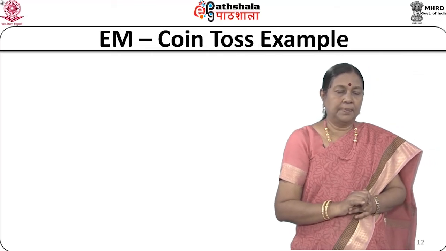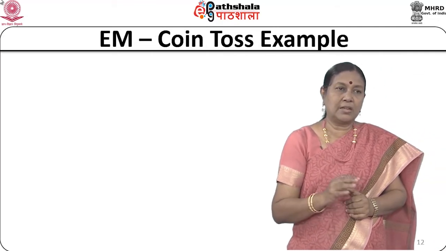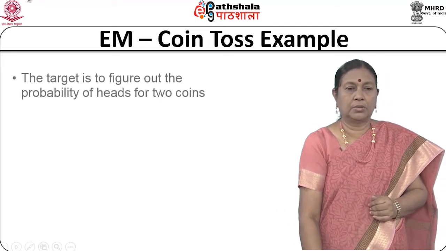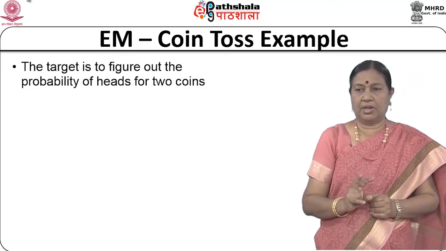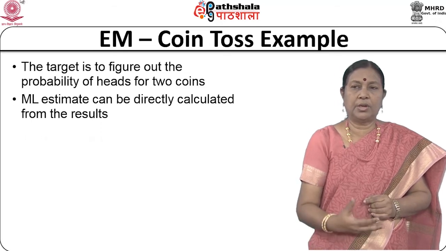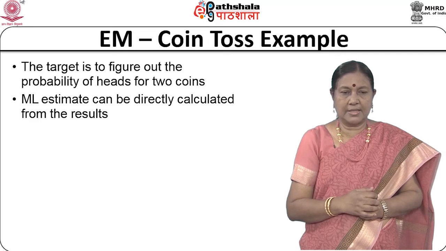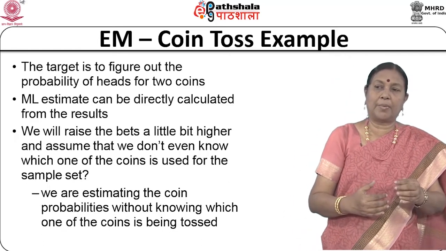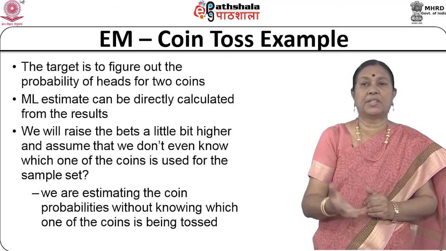So, let us take an example. The first example we are going to take is a coin toss example, and we will start off with a simple case and then go along. The target is to figure out the probability of heads for 2 coins. You are given 2 coins, and we want to find out the probability of heads. So, we want to make a maximum likelihood estimate. You can calculate this directly from the results, and we will raise the bets a little higher, that is, make the problem a little tougher, and assume that we do not even know which one of the coins is used for the sample set.